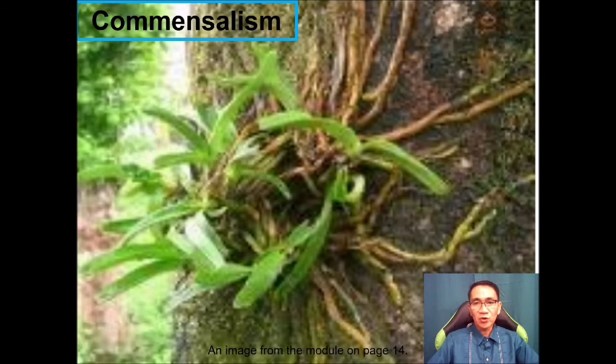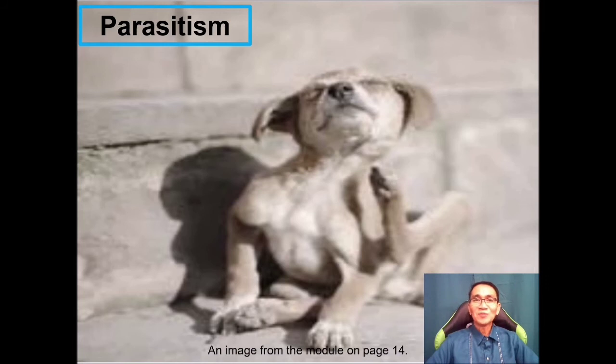and protection. Aside from mutualism and commensalism, we also have parasitism, a type of relationship in which one organism, the parasite, lives at the expense of the other, the host. The organism that benefits from the relationship is called a parasite, which is usually smaller than the other organism, the host. An example is the flea that thrives on a dog.